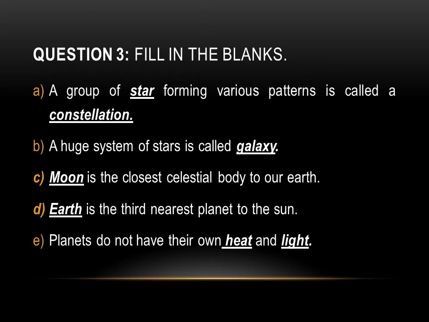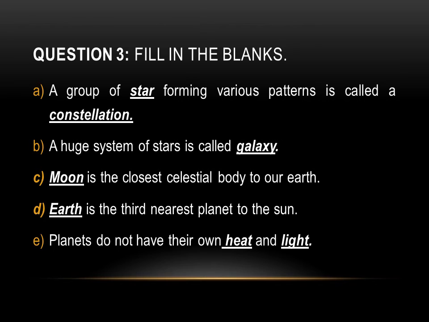Question 3. Fill in the blanks. A group of blank forming various patterns is called a blank. A group of stars forming various patterns is called a constellation. When a group of stars, a limited number of stars, is forming patterns, it is called a constellation. But when there are millions of stars, it is called a galaxy. B. A huge system of stars is called a galaxy.